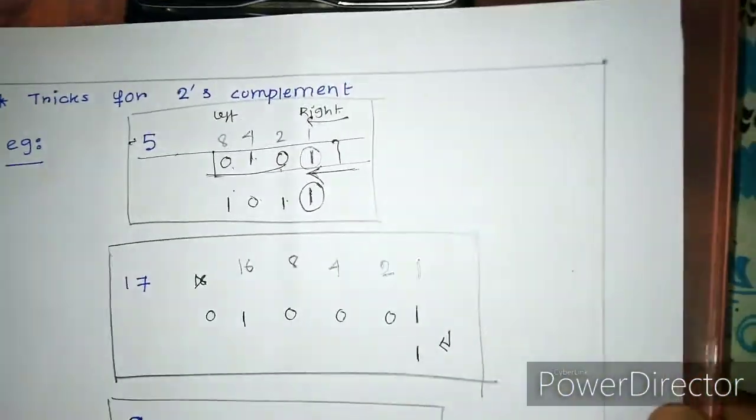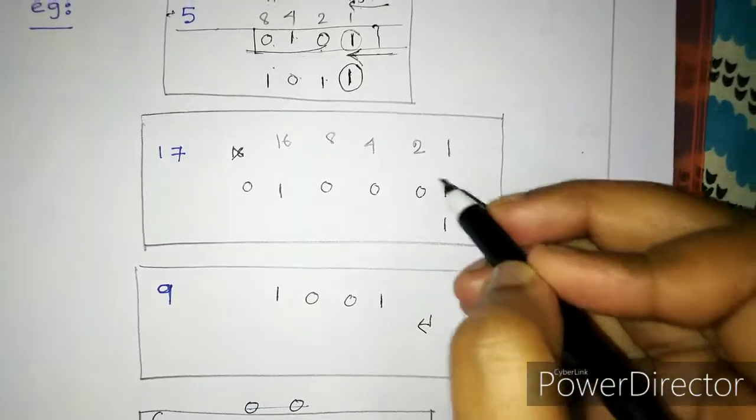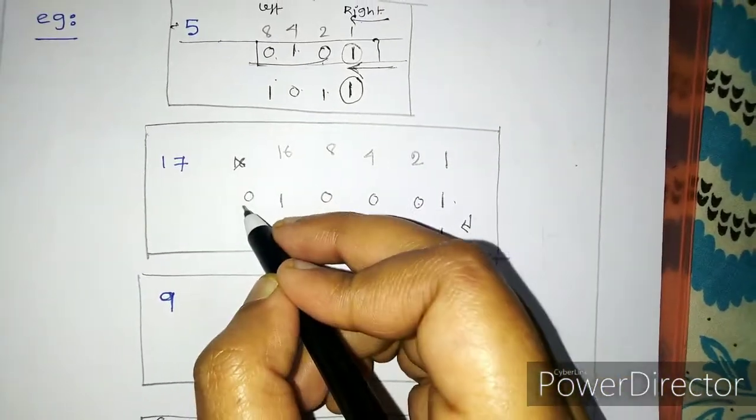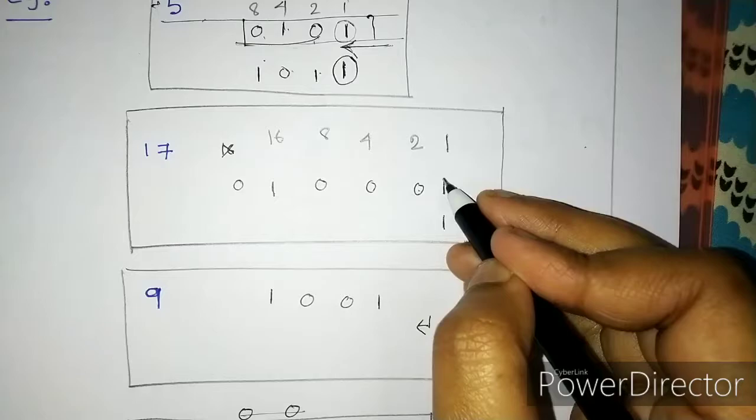Now again do this with me. Sorry, 1, 0. So it's the first 1.